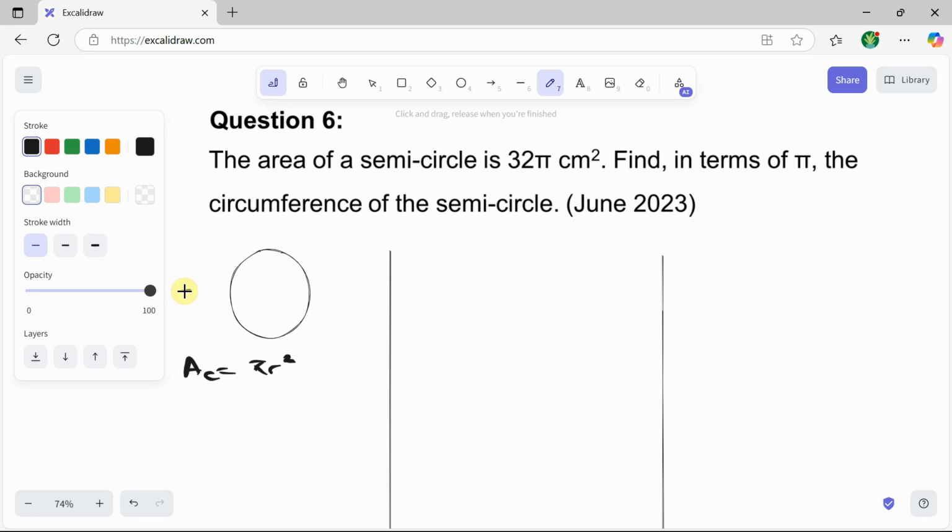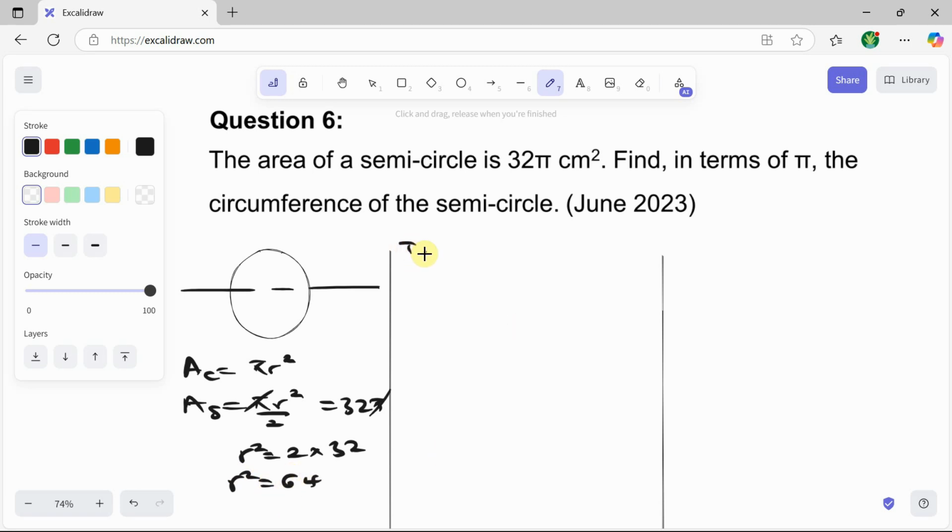So the area of a semicircle, that's like dividing it by 2, would be pi r squared divided by 2. So if that is the case, we have our area of semicircle to be 32 pi, so that will be equal to 32 pi. And if you cancel here, you say your r squared is equal to 2 times 32. Your r squared is equal to 64. And then if you take the square roots of both sides, your r will be equal to 8 centimeters. I know that this cancel might confuse you, but just do it in a way that you can understand, right?